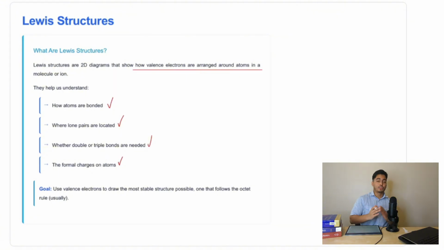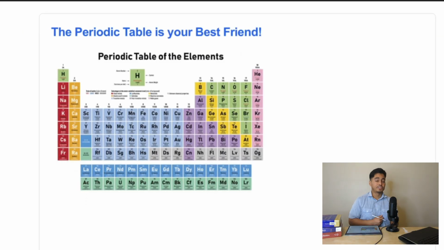Make sure you're really comfortable with formal charges and valence electrons. But if you're not comfortable, let's review that now. The number one tip I'm going to have for you for this section is the periodic table is your bestie. The periodic table is your best friend for all of chemistry, including general chemistry and organic chemistry.